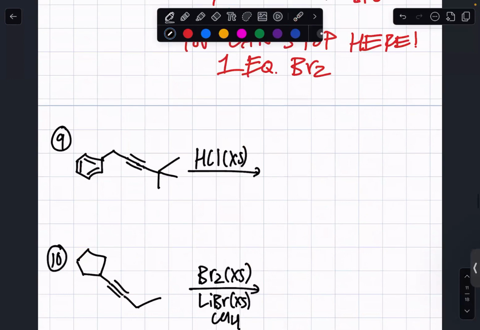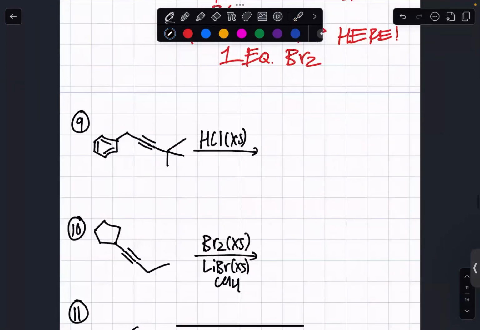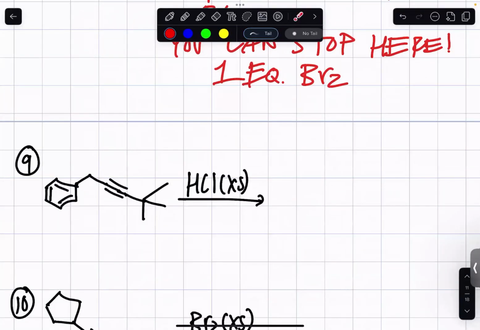Oh wait, I forgot to do this one. So I'm going to have you guys do this one. What do you guys think the product is going to be for this one here? If we have an asymmetrical internal alkyne reacting with excess HCl, how many products would we get, and what would it look like for this one? Two different products, right? And what would the products look like? Would it be a vicinal dihalide or would it be a geminal dihalide? Geminal dihalide, right?